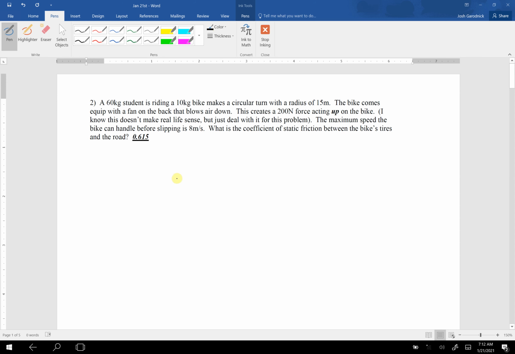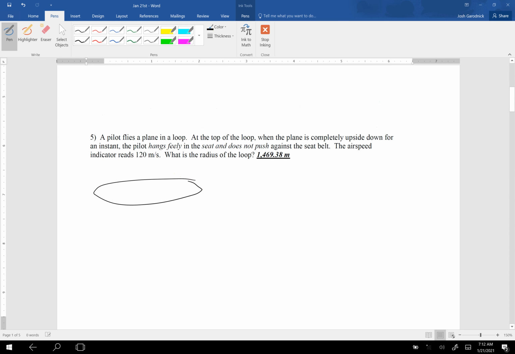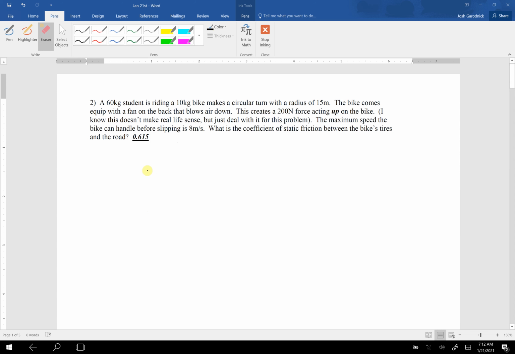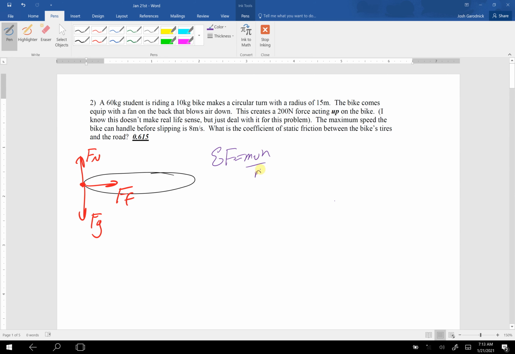But this is a horizontal circle with friction. So we draw our horizontal circle. And we always draw the free body diagram either on the right or the left. So I'm going to draw it here. Normal force, gravity, and always the friction toward the center. After that, please don't memorize anything. There is nothing to memorize. You sum the forces that cause the mass to move in a circle.